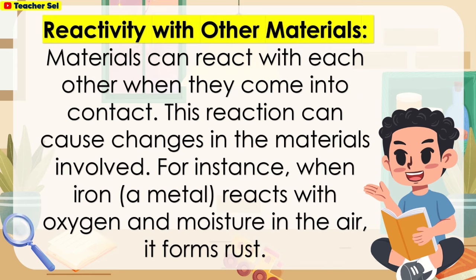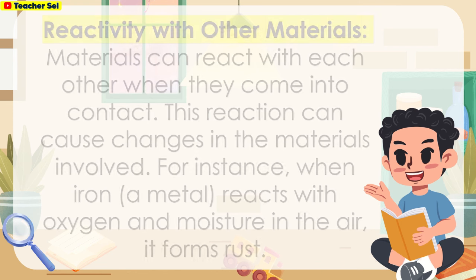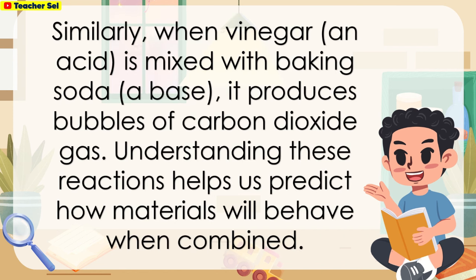Reactivity with other materials. Materials can react with each other when they come into contact. This reaction can cause changes in the materials involved. For instance, when iron, a metal, reacts with oxygen and moisture in the air, it forms rust. Similarly, when vinegar, an acid, is mixed with baking soda, a base, it produces bubbles of carbon dioxide gas. Understanding these reactions helps us predict how materials will behave when combined.